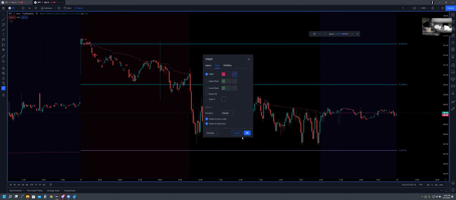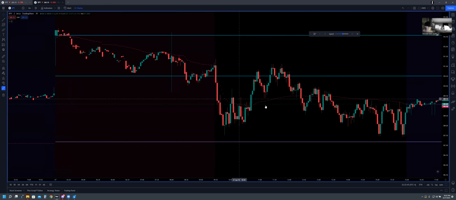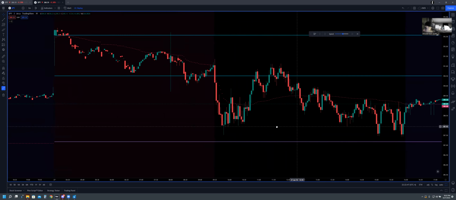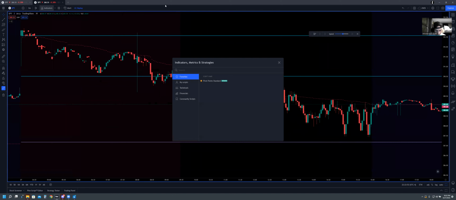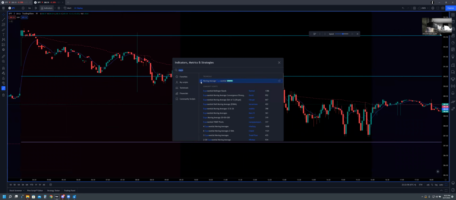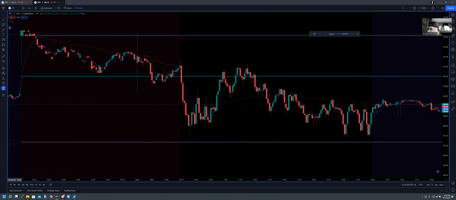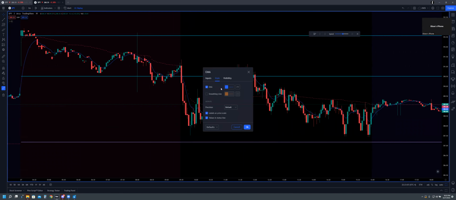I normally do circles like that. That way I can tell this is my VWAP. It's different. And then I add my 9 EMA, moving average exponential. And I like to change that to white just so it can pop out on my chart.